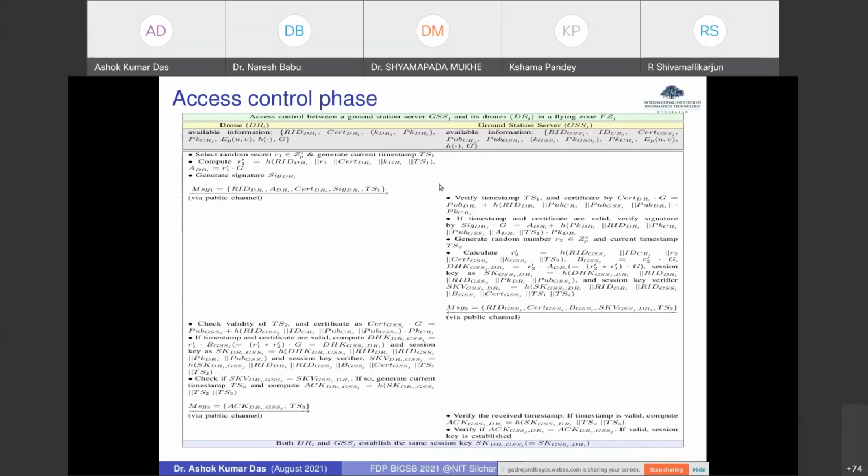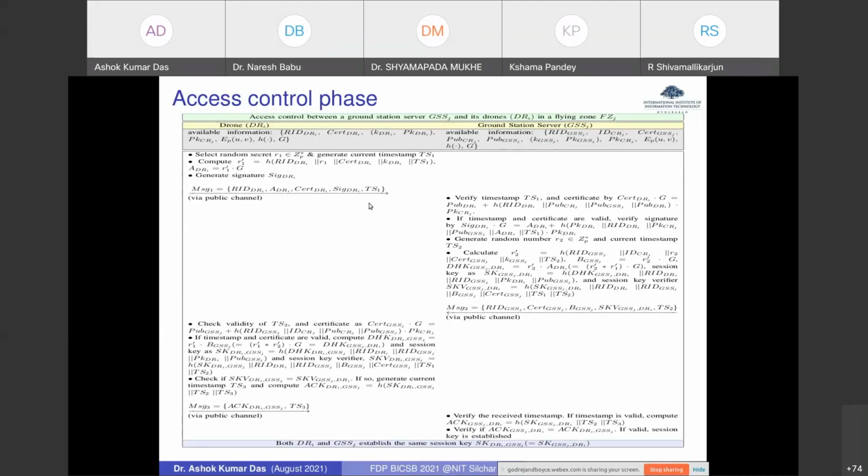Once this message is received by the ground station server, it will first validate the timestamp. If the timestamp is valid, that means this message will be treated as a fresh one. Hence, replay attack protection is okay, meaning there is no replay attack during these communications. Otherwise, the message will be discarded as an old message. It will be deleted.